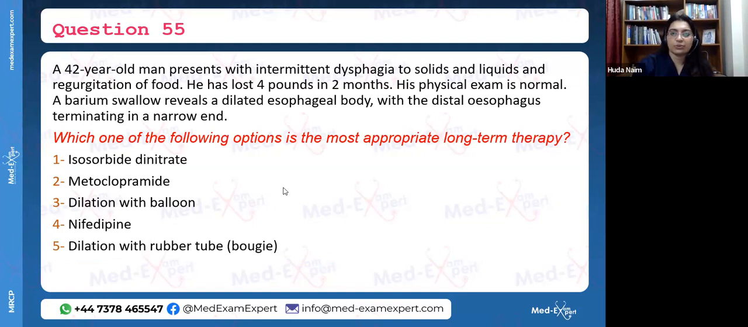I think this was also on the exam this time. So you have a 42-year-old man who presents with intermittent dysphagia to solids and liquids, and there's regurgitation, and the barium swallow reveals a dilated esophageal body with the distal esophagus terminating in a narrow end. So the patient is suffering from, what is the disease?